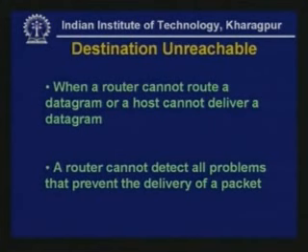Now, one type of error message is destination unreachable. When a router cannot route a datagram or a host cannot deliver a datagram, in that case the destination is unreachable. A router cannot detect all problems that prevent the delivery of a packet. So, it is not always possible to exactly know why the destination is unreachable, but at least the information that the destination is unreachable goes back to the source.